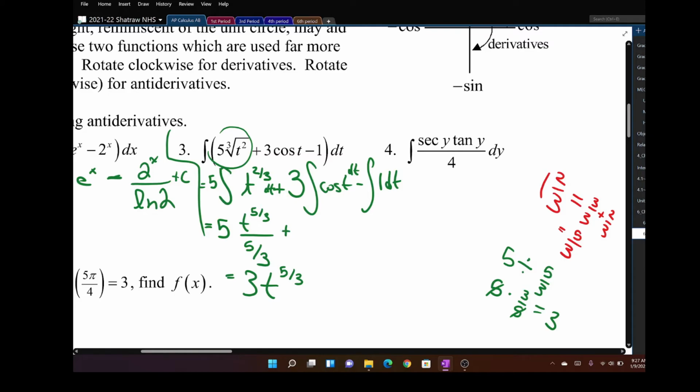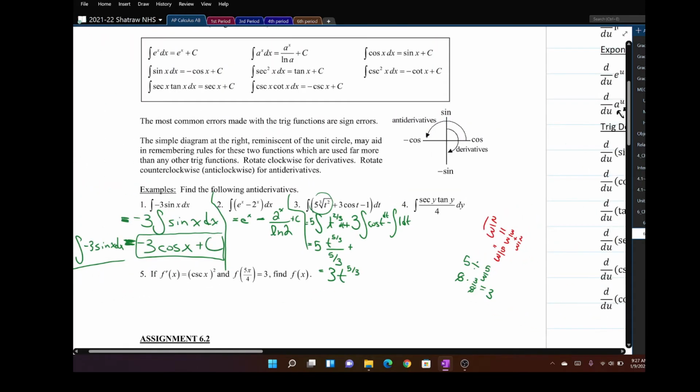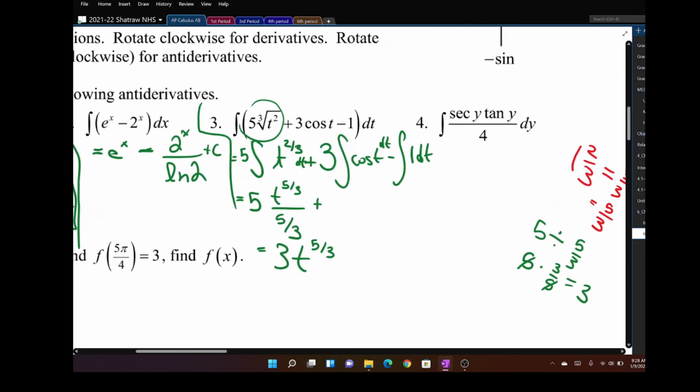Now, what's the integral of cosine of t dt? What's the integral of cosine? Ta-da! It's just sine. You were wondering, is there a negative sign? You know what I do in order to double check? I make sure that I just do the derivative real quick.